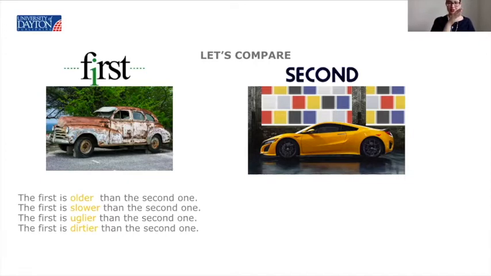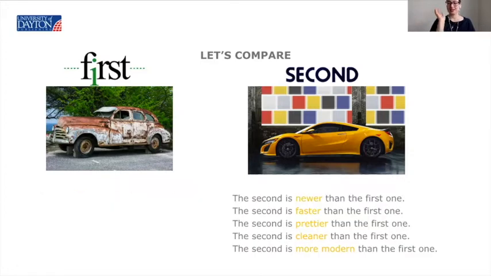Well, on the first car, we have: the first is older than the second one. Older, not old. The first is slower than the second one. The first is uglier than the second one, and the first is dirtier than the second one. Okay. Then we get to see the sentences for the second car. Okay, can you start imagining? You're gonna have some time to practice later on.